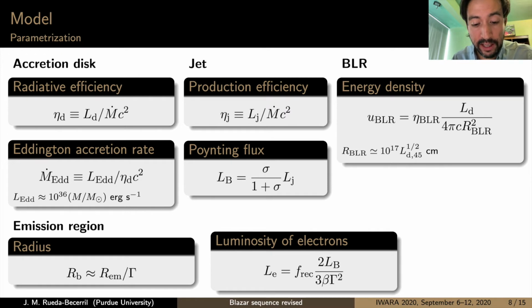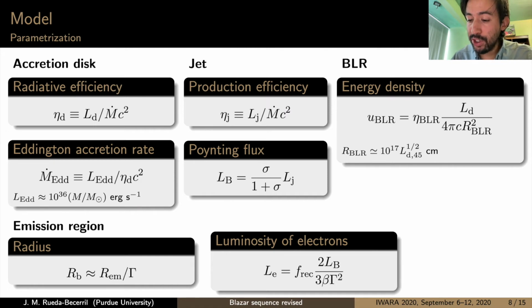Also, we define the Eddington accretion rate, which is nothing but the mass accretion rate corresponding to a given Eddington luminosity and radiative efficiency. So with these two, we can calculate the Eddington mass accretion rate, where the Eddington luminosity is given by this expression. Regarding the jet, we define the jet production efficiency in this form, and the Poynting flux luminosity in this form.